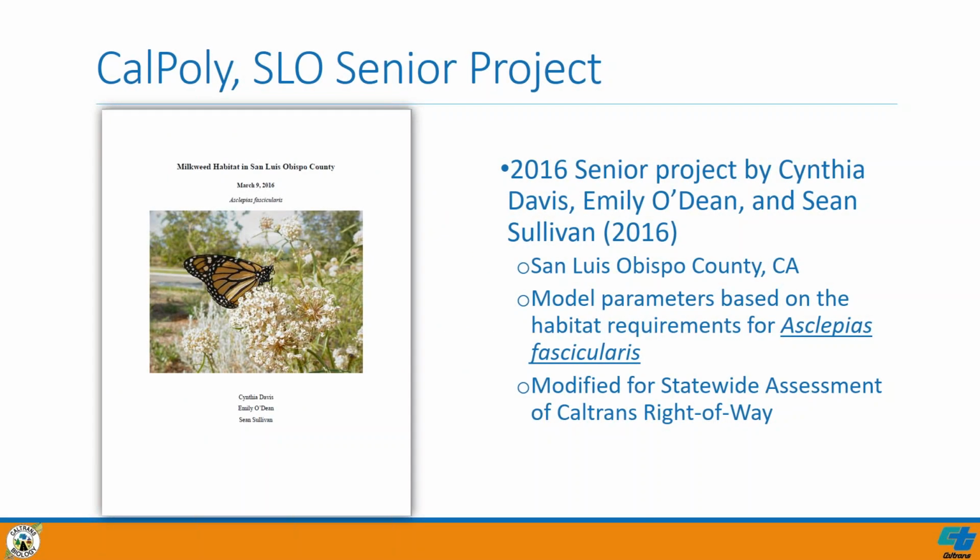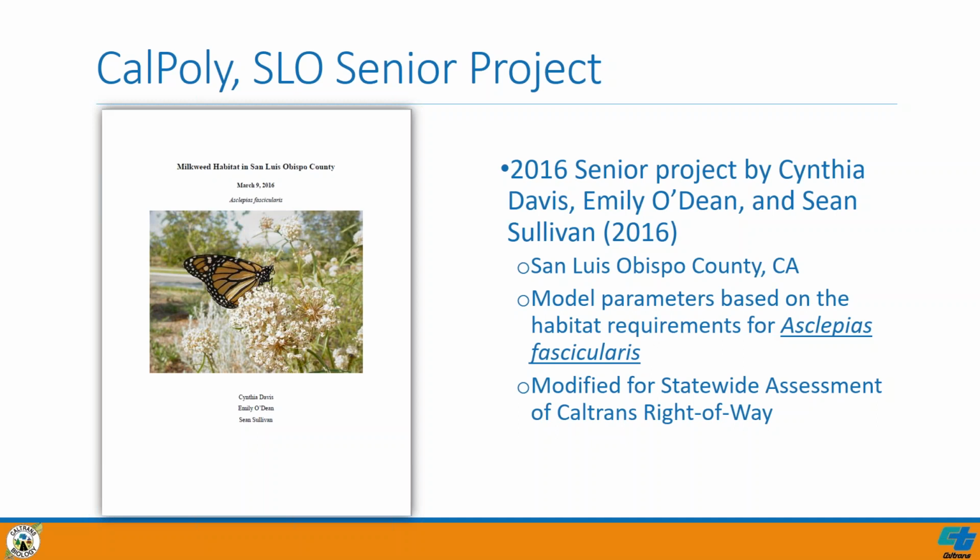The model Caltrans adapted was based on a 2018 senior project undertaken by 3 Cal Poly San Luis Obispo students. Their project utilized model parameters based on the narrow-leaved milkweed, Asclepias fascicularis. The narrow-leaf milkweed was the most widespread species of milkweed in the West, and its habitat needs generally overlapped most of the other species also found in the West. So it made an ideal umbrella species to base a model on.